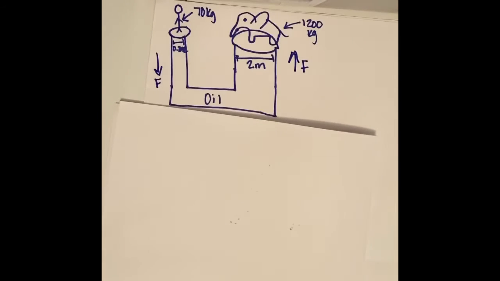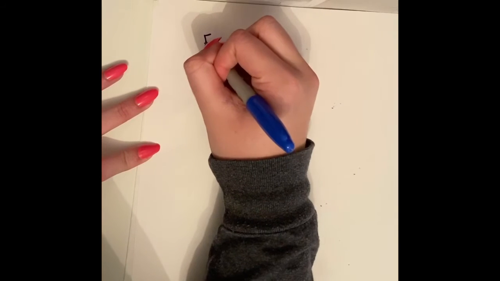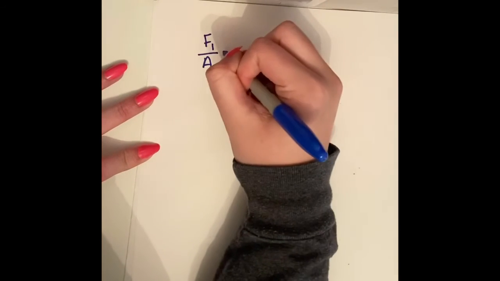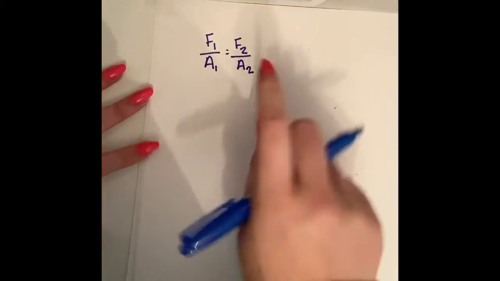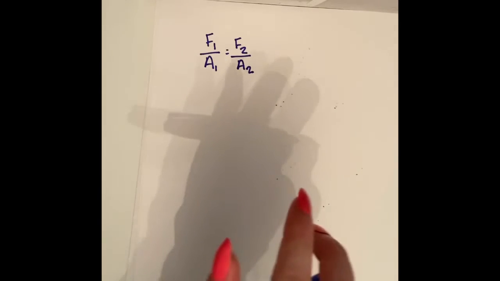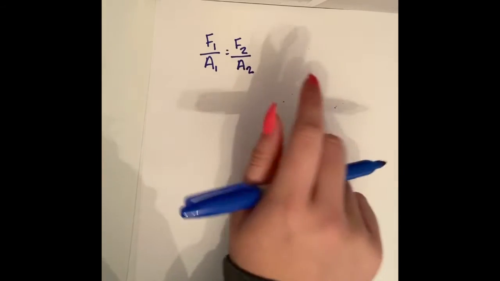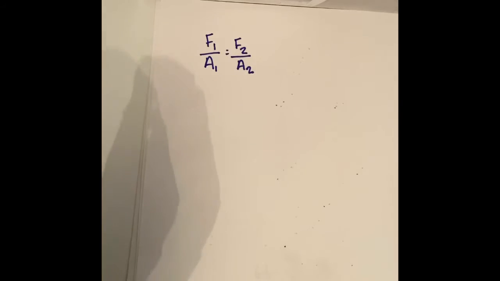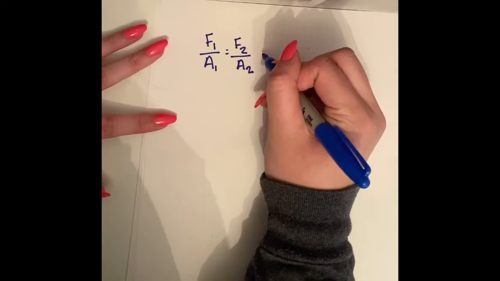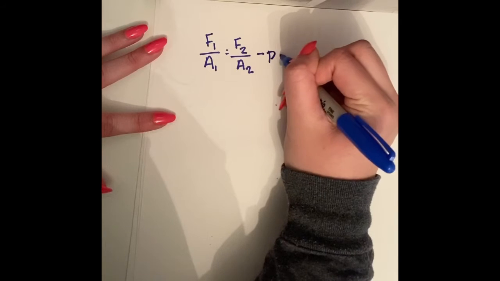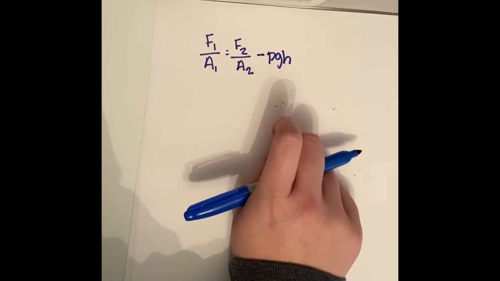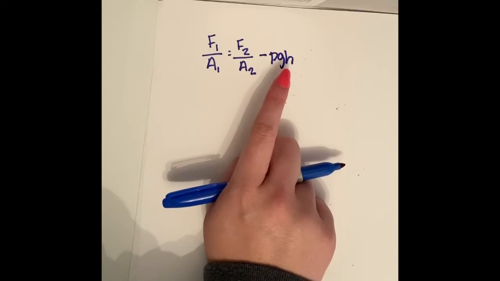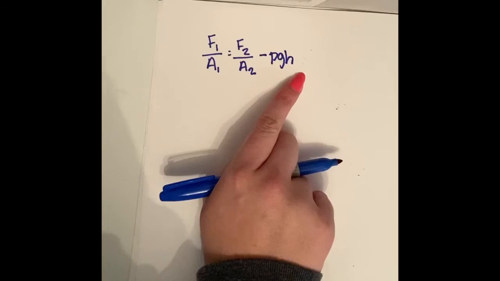So we're going to use a very similar equation to the first part. F1 over A1 is equal to F2 over A2. But we're going to have to subtract hydrostatic pressure from this side of the equation due to the fact that the pistons are moving. So we're going to subtract rho g h, which is just the formula for hydrostatic pressure. It can be defined as density, acceleration due to gravity, and height.